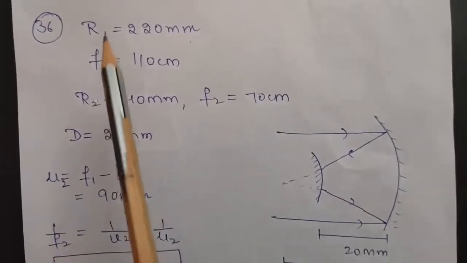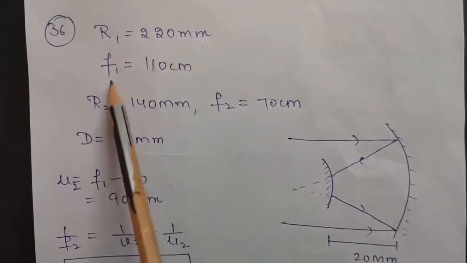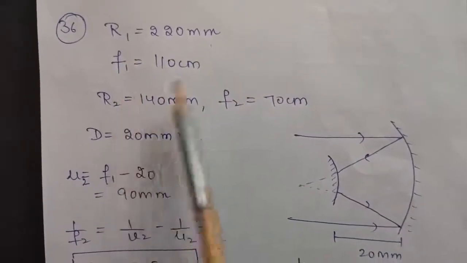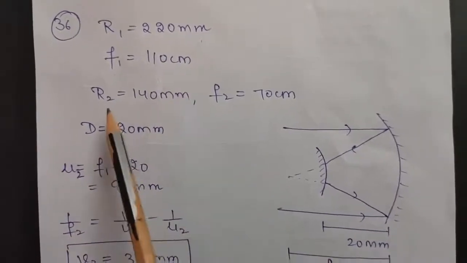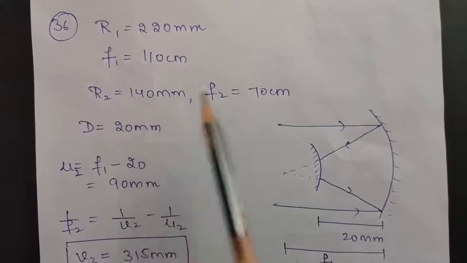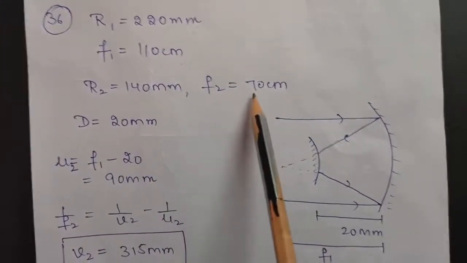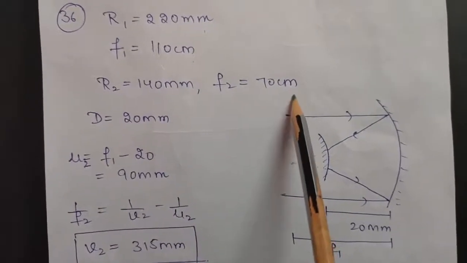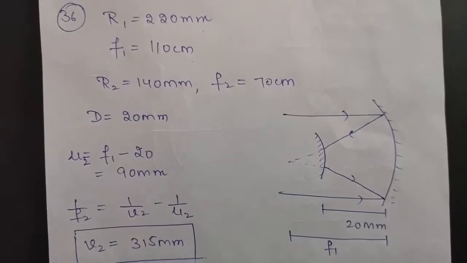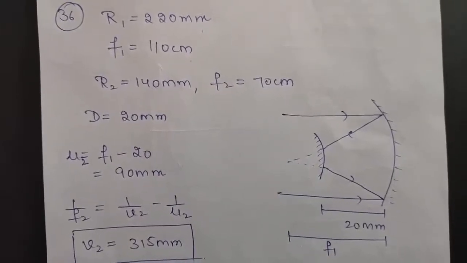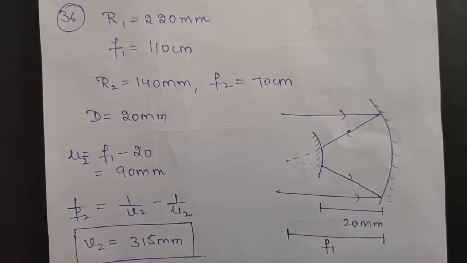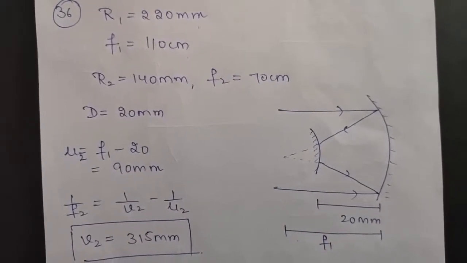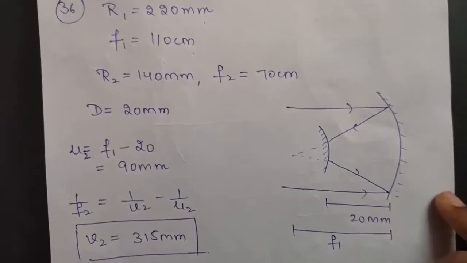Okay. So first of all, if you know R1, you can easily calculate F1, that will be R1 by 2. So F1 will be coming to be 110 centimeters. Similarly, if you know R2, you can easily calculate F2, that will come to be 70 centimeters. Okay. So the question says, if the radius of curvature of the larger mirror is 220 millimeter and the small mirror is 140 millimeter, where will be the final image of an object which is at infinity?